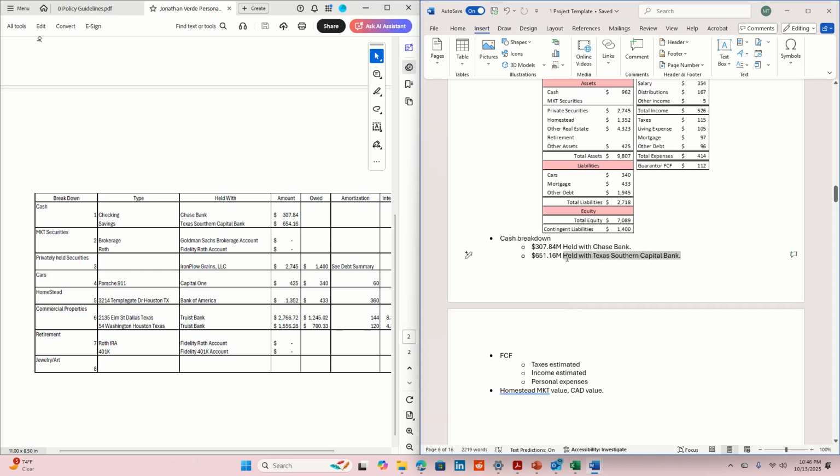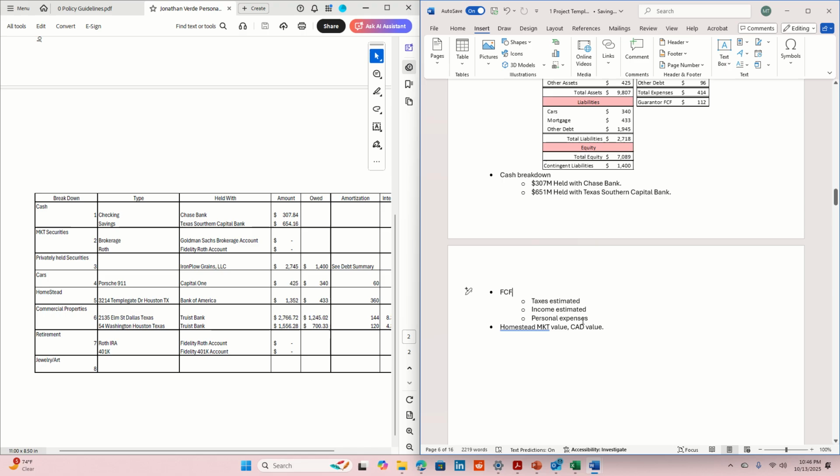I want y'all to say who it's held with, and I want to know the amount. I want to know how much is held with who. Now you can do 651M, or you could do 307M, or you could do 307.84M. Me personally, I don't like decimals. I'm getting rid of those. That's just me.